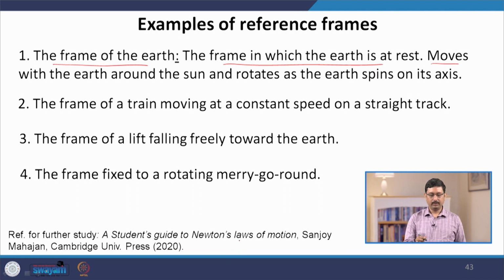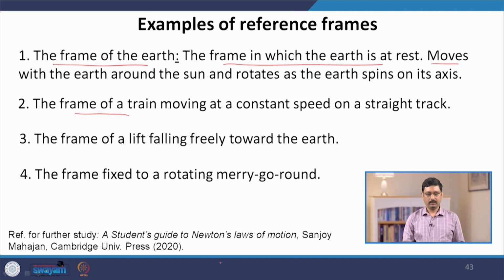So, that means if you attach such a coordinate system to the earth, then that is also moving with the earth around the sun and rotating with the earth. Such a frame is at rest with respect to the earth. So, this is the earth frame.